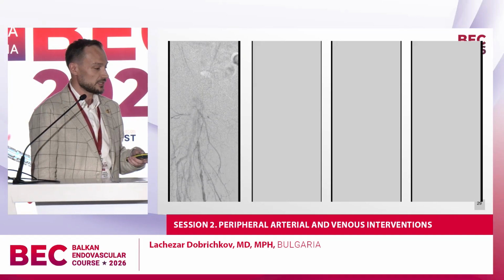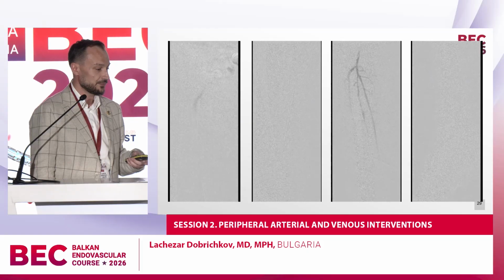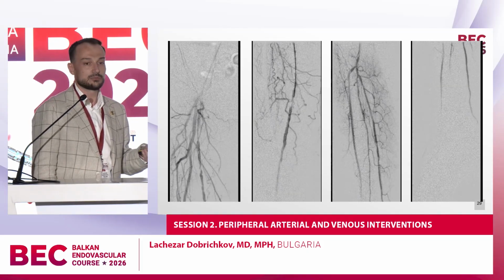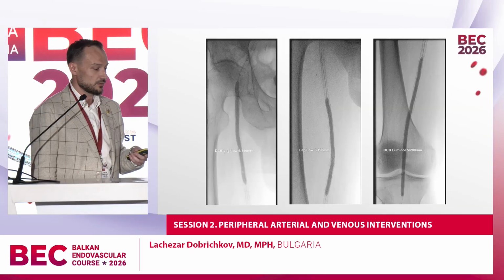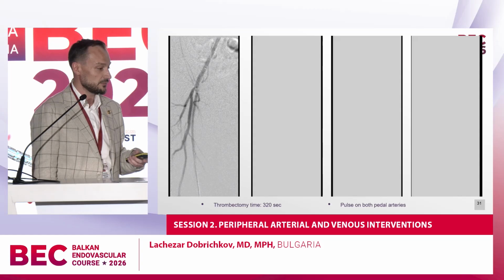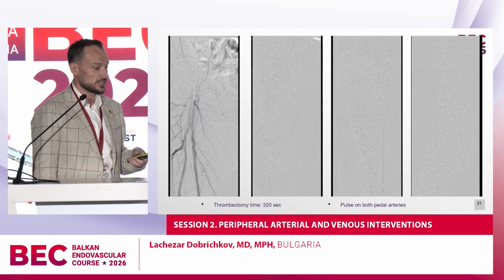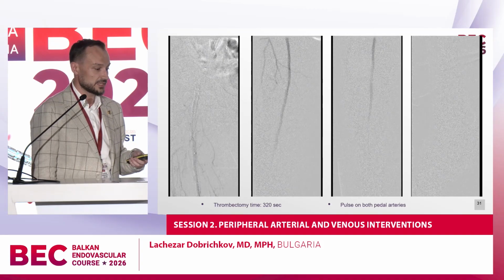Okay, this is the angio after the thrombectomy. You can see it's not perfectly cleared, but also we have instent stenosis. So we proceeded with ballooning with DCBs, and you can see the final result, a perfectly opened fempop segment.